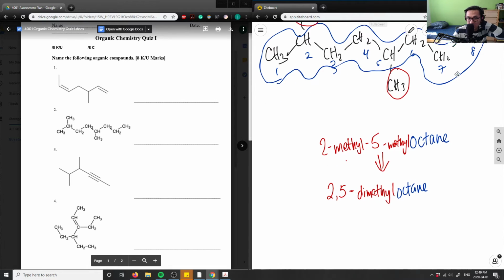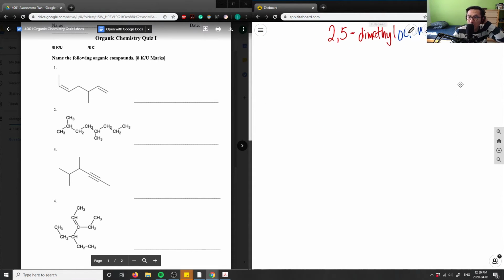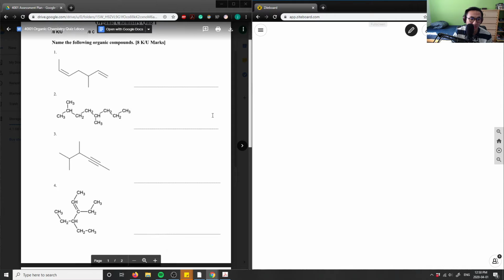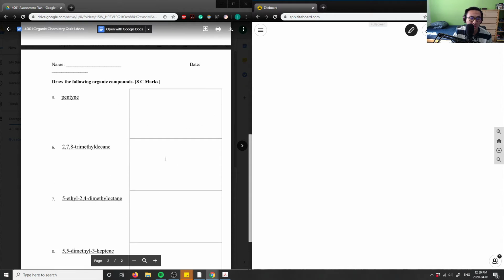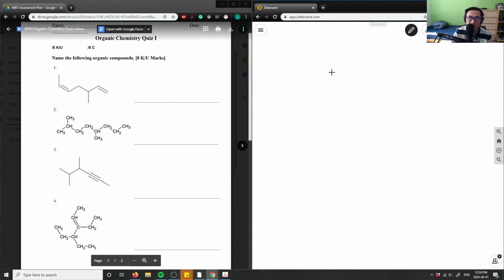So let's do number 3 and then do number 1. And then that will be our lesson for today. Again, this is just nomenclature of alkanes, alkenes, and alkynes, and some cyclic stuff as well. And we can actually do the reverse and draw them, but I don't know if we have time for that. But let's do question 3, because we didn't really do a triple bond yet.